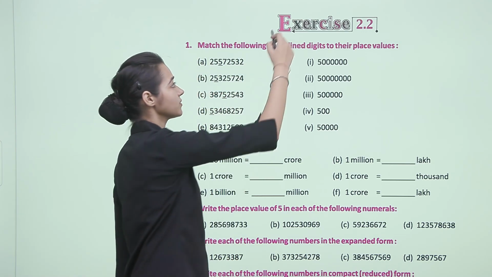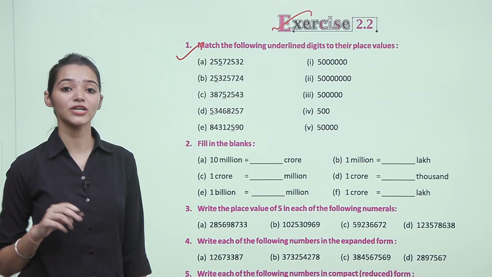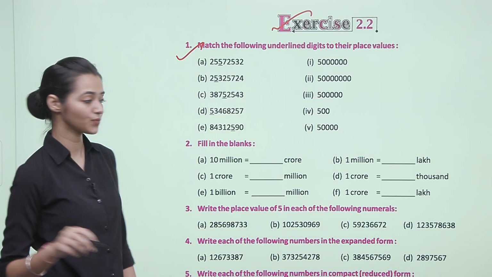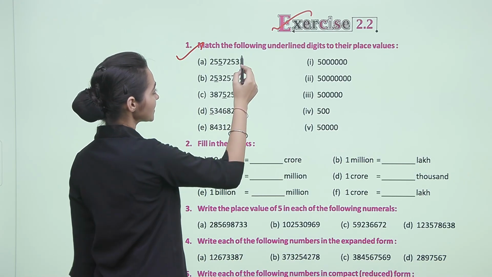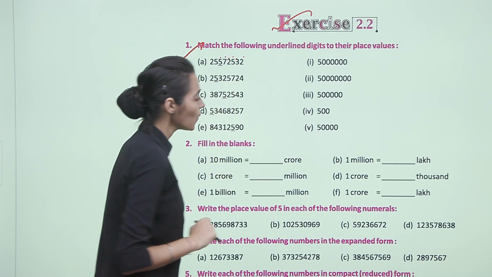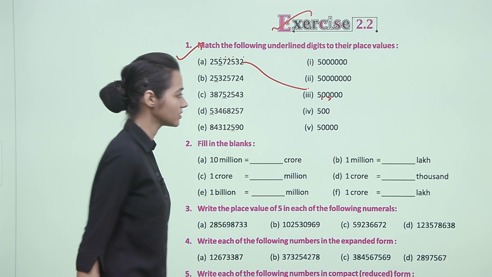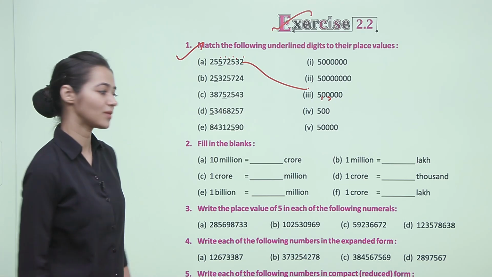Now let's start with exercise 2.2. In the first one, we have to match the underlined digits with their place value. So in this one it is ones, tens, 100, 1,000, 10,000, lakh. So we can write it as 5 lakh matches with the third one. That's how we can complete the remaining ones.